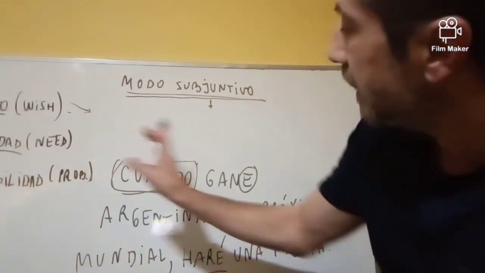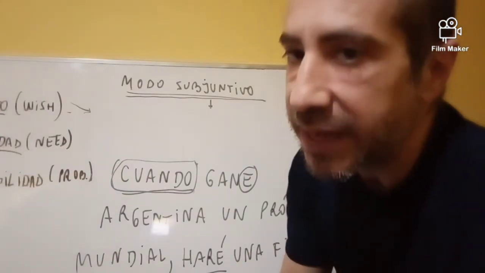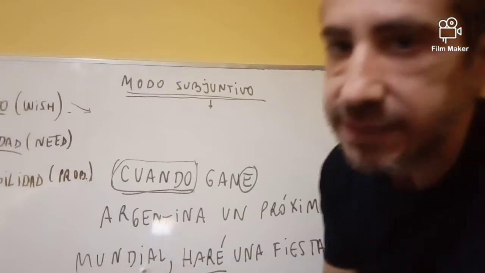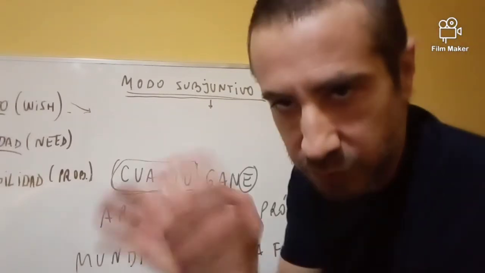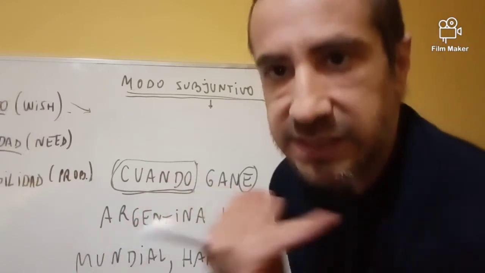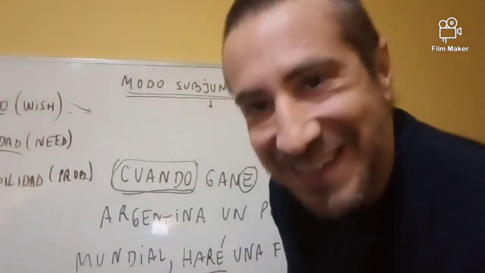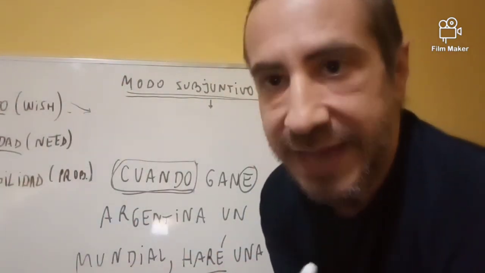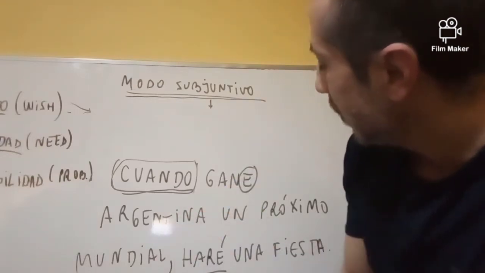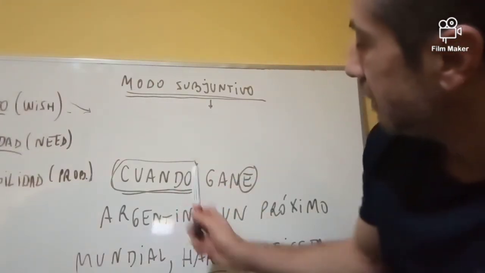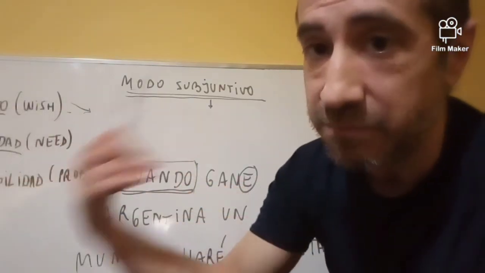We can also make a sentence with the same meaning by using the two verbs in the indicative mood. They are fake friends for us. Sorry, what's happening to my English? For us, Spanish speakers. So we can also say, si Argentina gana, that's in the indicative mode.